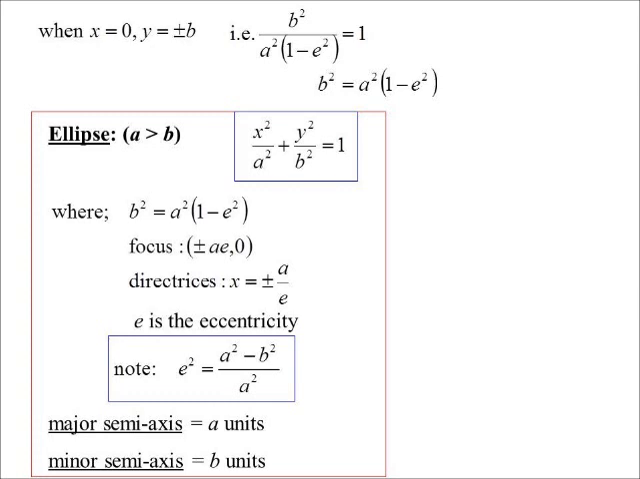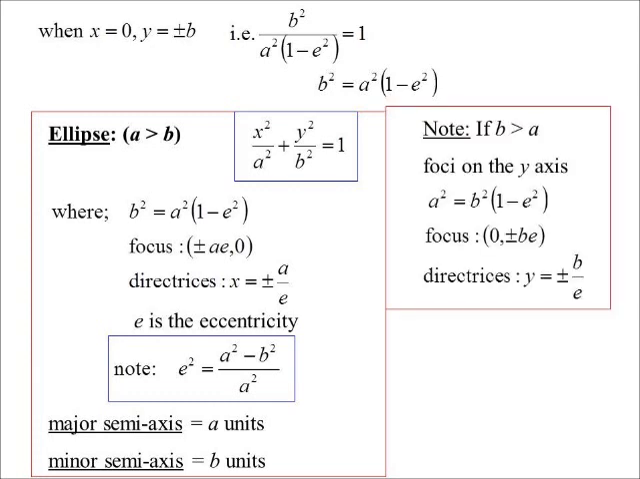Some terminology there. We have a major semi-axis. So major meaning the big one. So that would be a for this one. The minor semi-axis would be b. Now in a circle we just have radii, but it doesn't matter where you go, they're all the same distance. So in an ellipse, obviously that distance is going to change. So the major is the biggest it could ever be, the minor is the smallest it could ever be.